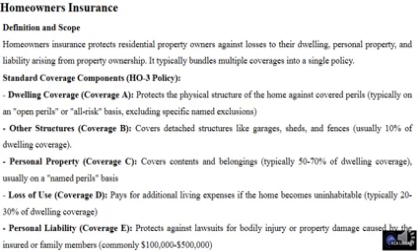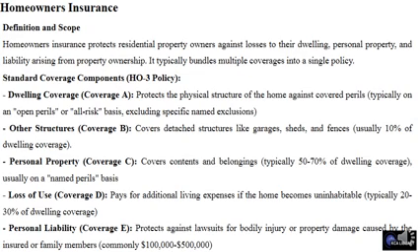Standard coverage components, we have the HO3 policy. Dwelling, coverage A, protects the physical structure of the home against covered perils, typically on an open peril or all-risk basis, excluding specific named exclusions. We have other structures, coverage B, which covers detached structures like garages, sheds, and fences, usually 10% of dwelling coverage. We also have personal property, coverage C, which covers contents and belongings, typically 50 to 70% of dwelling coverage, usually on a named peril basis.